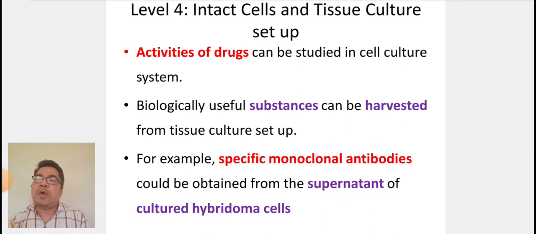Actions of drugs can be studied in the cell culture system. Biologically useful substances can be harvested from the tissue culture setup. For example, specific monoclonal antibodies could be obtained from the supernatant culture of hybridoma cells.